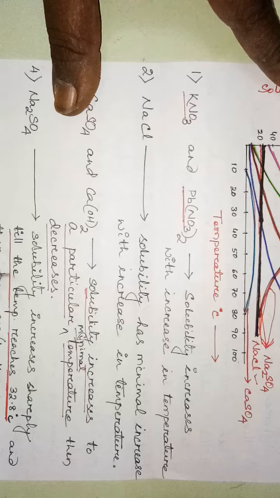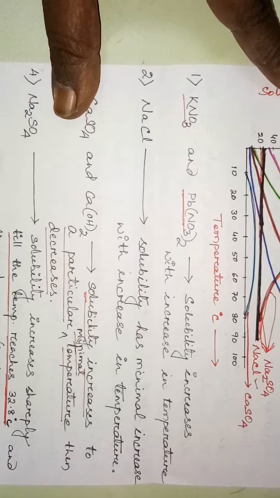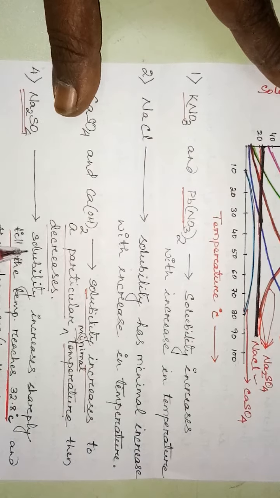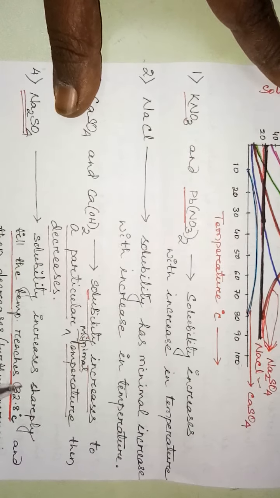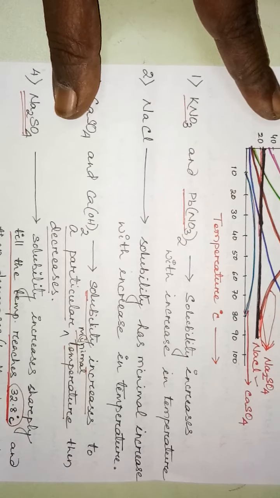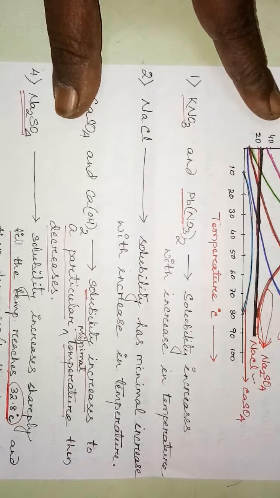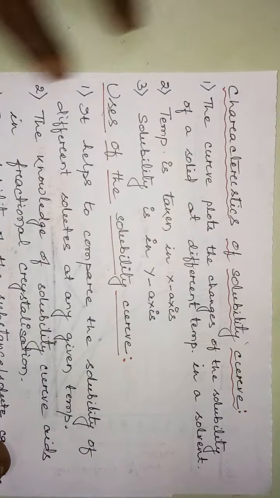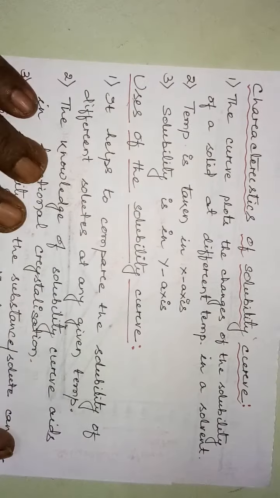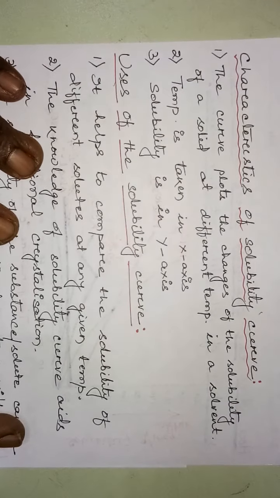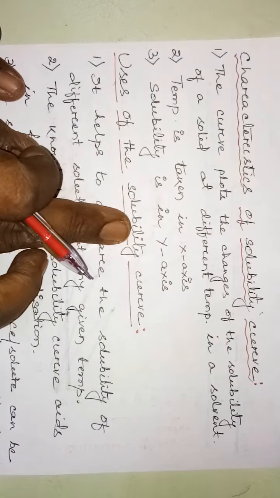What is that? In the case of sodium sulfate, the solubility increases till 32.8 degrees centigrade, then decreases on further increase in temperature. Okay, this is called anomalous solubility. Now we will discuss the characteristics of the solubility curve. Certain points you have to remember. Some questions may come: write the characteristics, write the uses of the solubility curve.